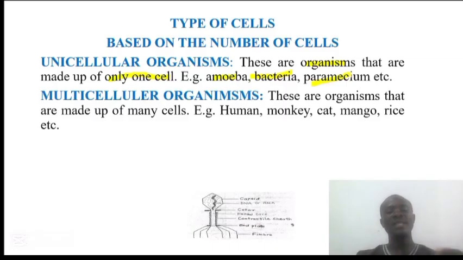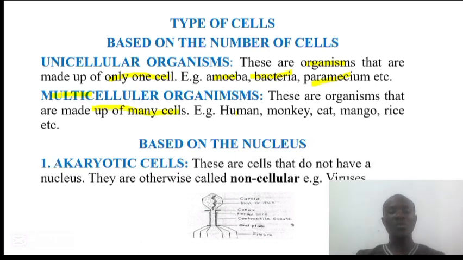And we have multicellular organisms. Multi means many. That means these organisms are made up of many cells. Example, humans. In fact, humans have trillions of cells. So in terms of cells, you are rich, you are a trillionaire. And we have monkey, cat, mango, rice, etc. They are all multicellular organisms.